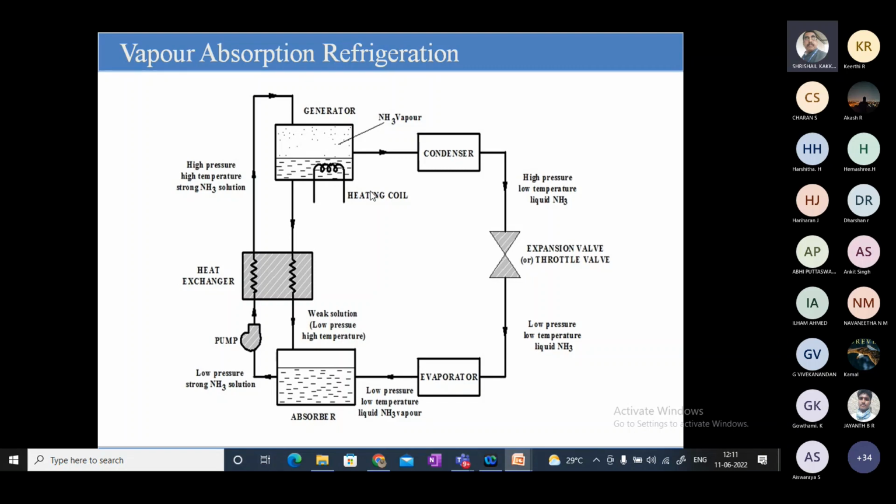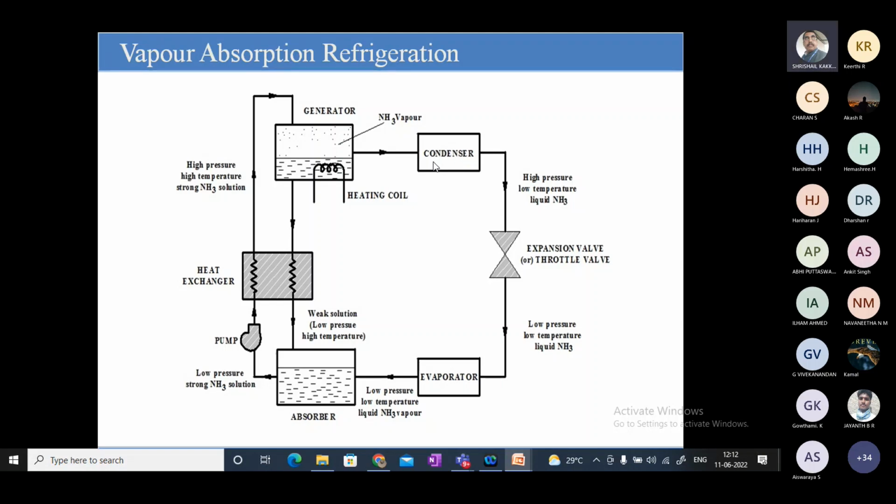Now please look here. At this point of time, here the heating coils will be there. Due to this heating, what happens? The NH3 vapors will be separated out, and the weak solution again will be transferred to this absorber and this closed circuit will be continued. Then to the condenser, while it is flowing, it will be a vapor, high temperature, high pressure, vapor refrigerant which enters the condenser.